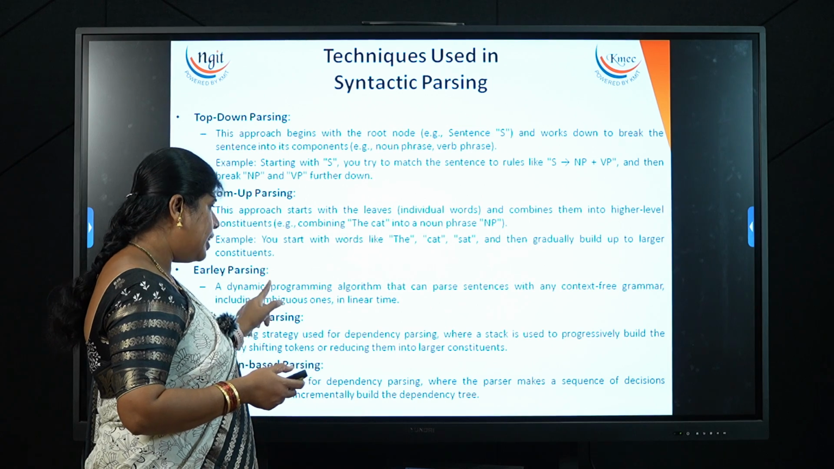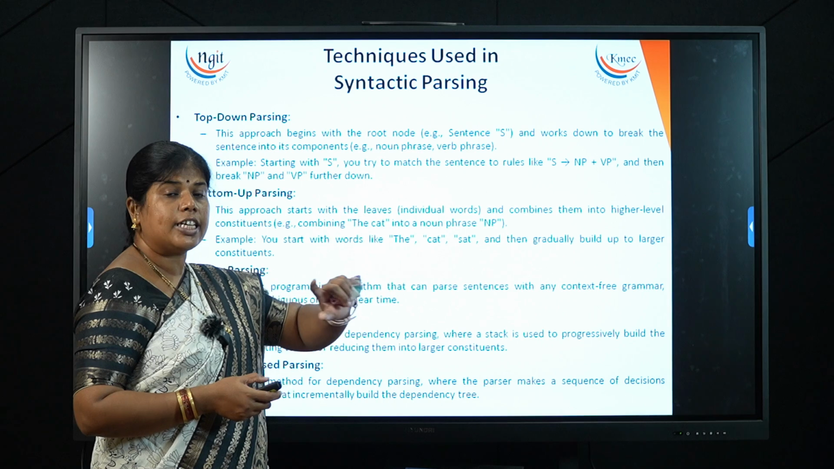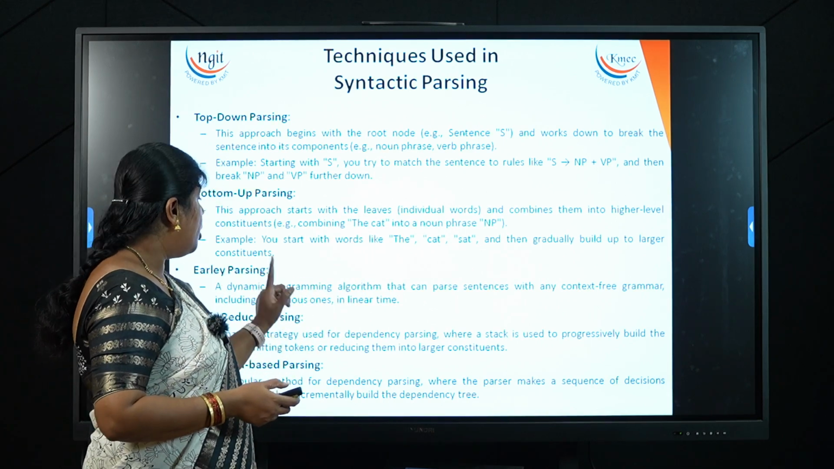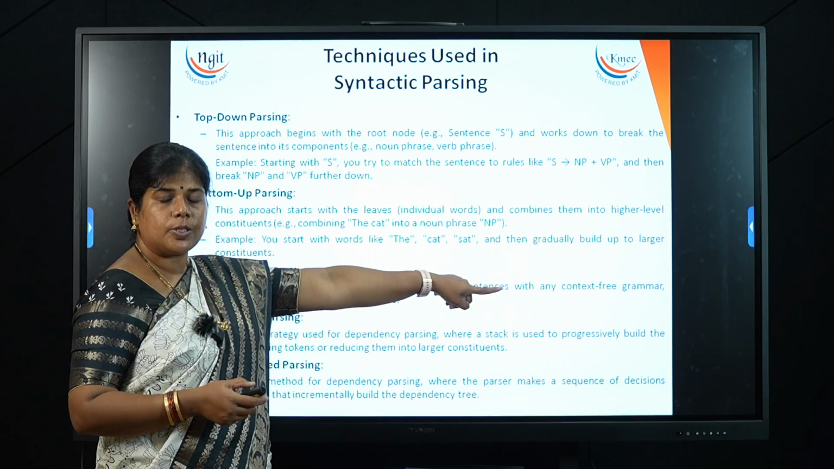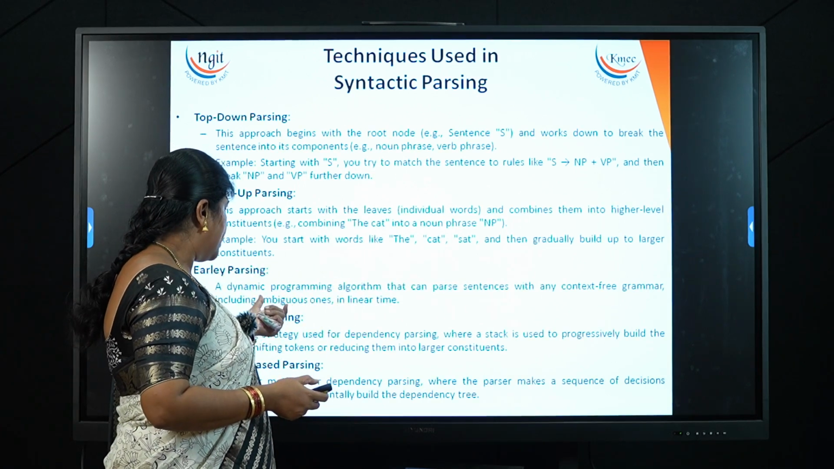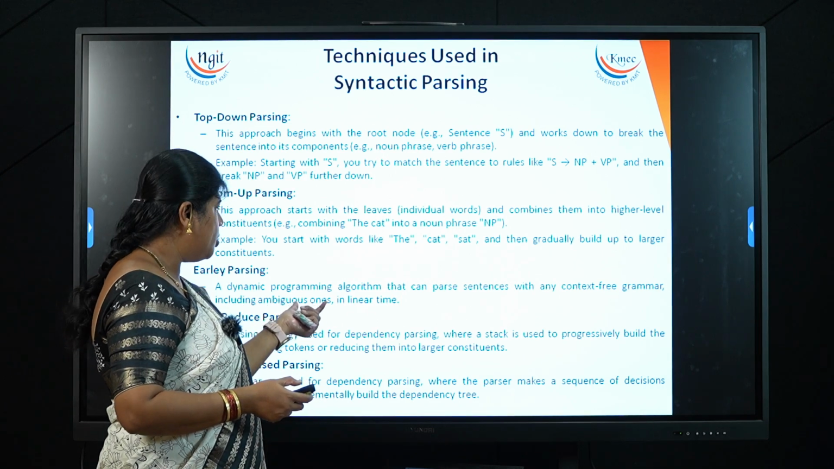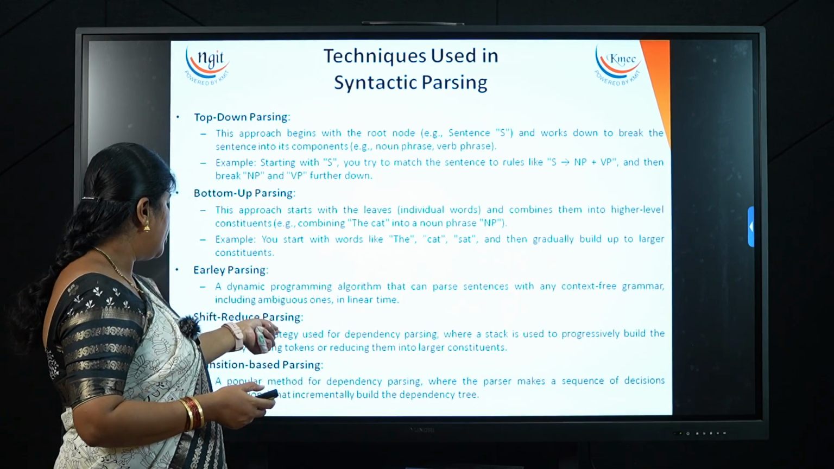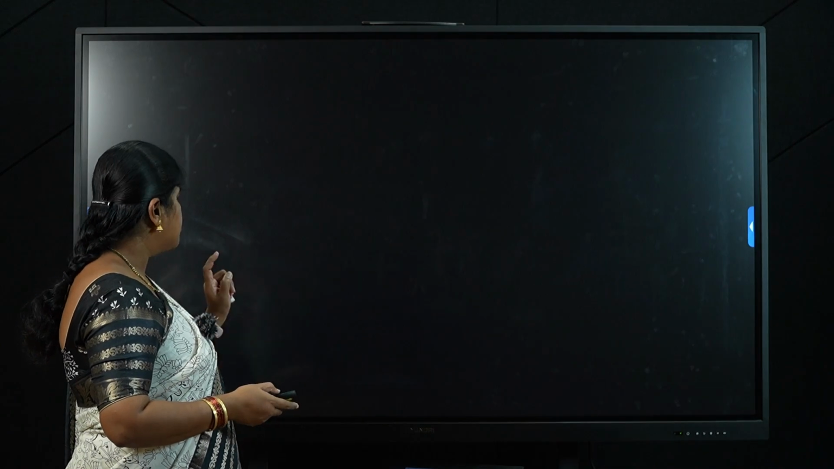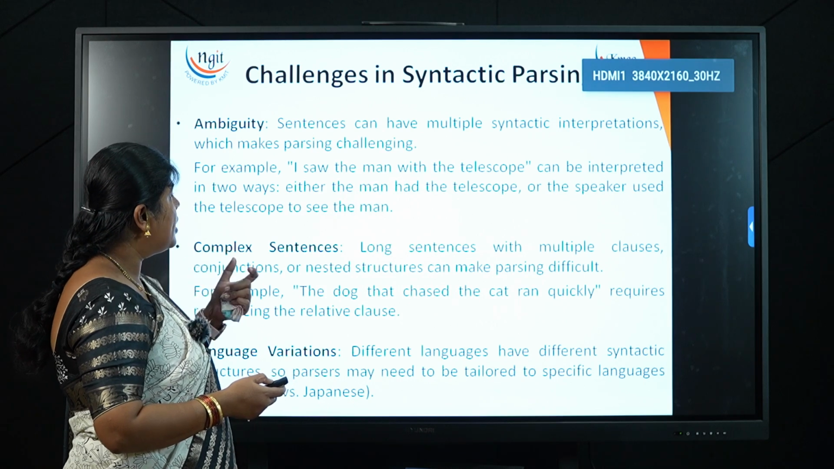Earley parsing means what? It is a dynamic parsing that can parse sentences using context free grammar. Okay, now here what is the advantage of context free grammar? The meaning of my token is not affected by the context, by the situation. Okay, that's why it is able to deal with ambiguity. Then the shift reduce parser is one kind, and the next one will be what? Transition based parsing.